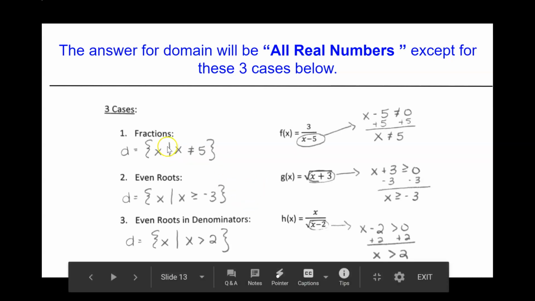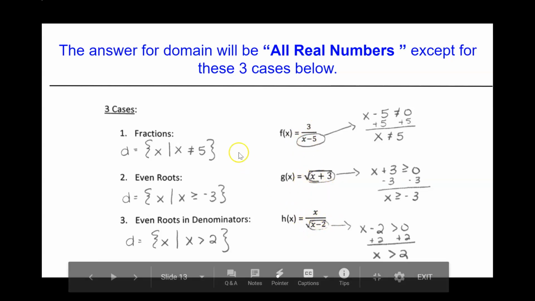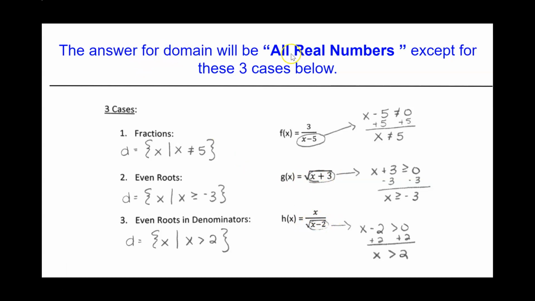These are three cases that you will see when you know there's going to be a problem, or what I would call a red flag. If you don't see a fraction, a square root, or a fraction in the square root, the answer for domain is always going to be all real numbers. That's never going to change.